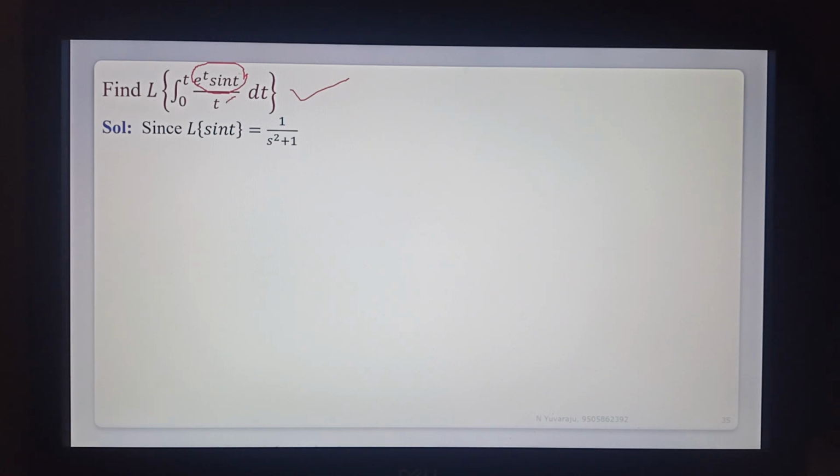Okay, first of all finding here, assumption this is f of t. So L of f of t, L of sin t is equal to 1 by s square plus 1. So now next finding e power t into sin t. Assumption again this is f of t. So L of e power t into sin t is equal to, by using first shifting theorem, f of s minus a. Here a is equal to 1. So f of s is equal to this one. In this one replacing s by s minus 1. So that is 1 by s minus 1 whole square plus 1.